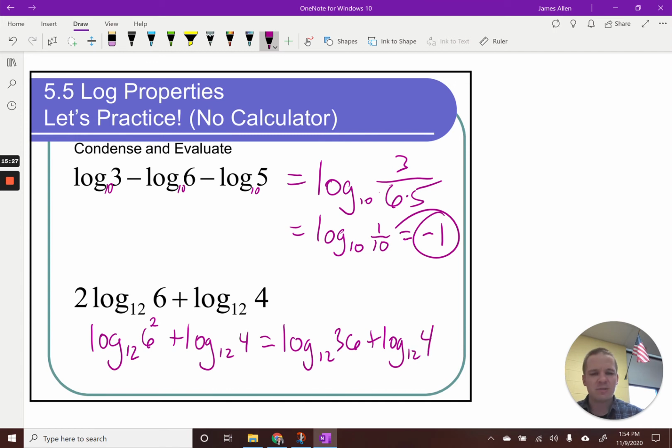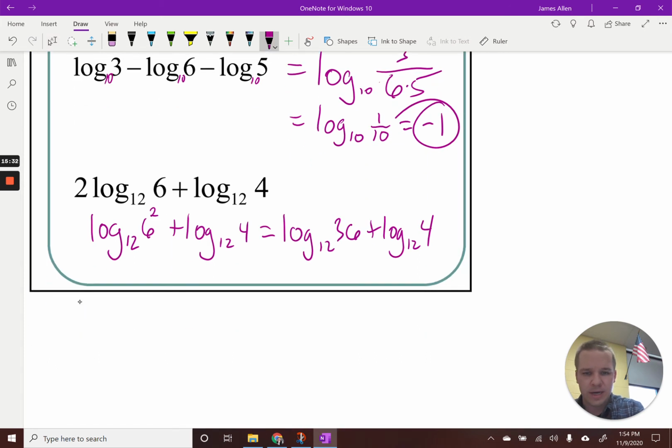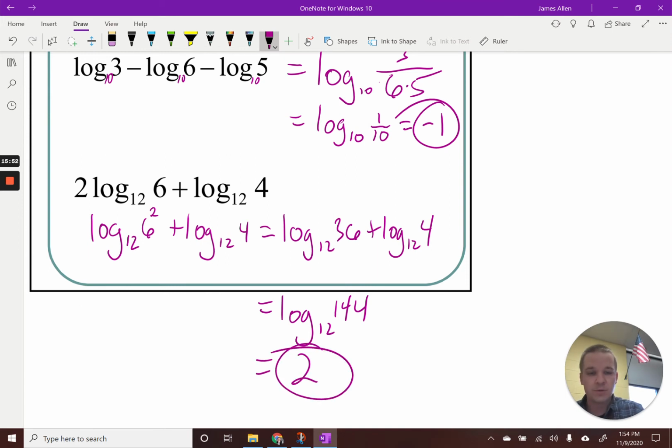Now, how do I put these two together? Well, I'm going to run out of room off to the right, so I'll go ahead and go down here. If it's addition, then they become multiplication when I put them together. So that's log base 12 of 36 times 4. Well, 36 times 2 is 72. Double that, that's 144. That's all I'm doing in my head. And I know that 12 to what power gives me 144? 2. Whoop. Done. That was great.